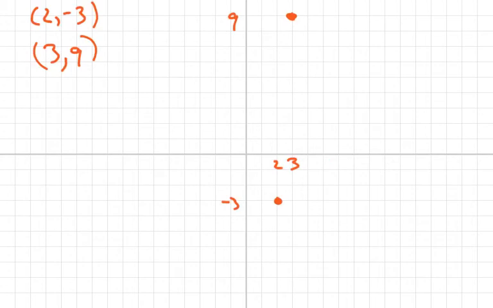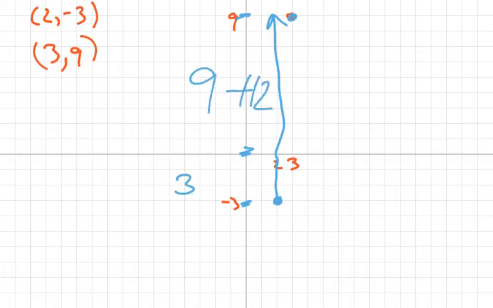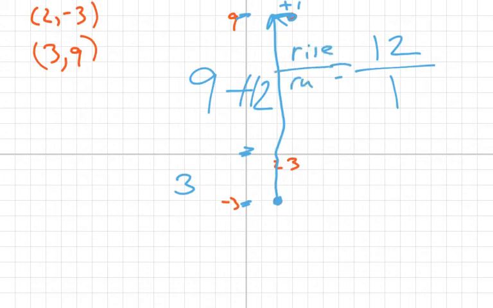Okay, so what do we do? If I start here and I want to go up here, how much am I rising? How much do I go up? Well, if you think about it, this is 3 and this is 9. It's a total of 12. So I go up 12 and I go to the right 1. So again, the slope is 12 over 1, coming from rise over run.